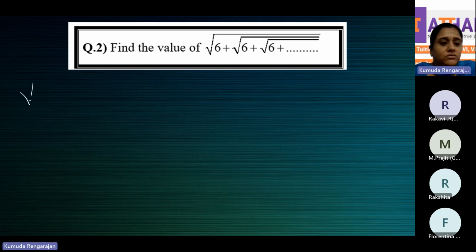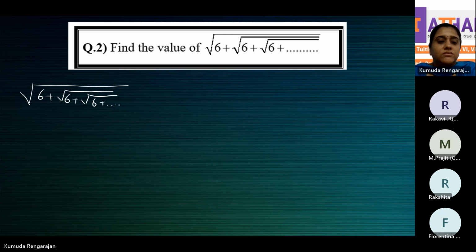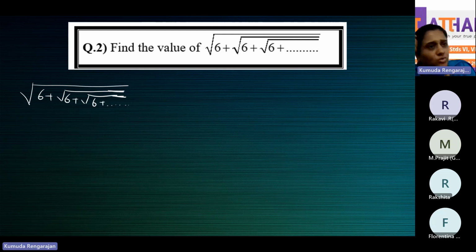Okay. So square root of 6 plus square root of 6 goes on like this to infinity. So we are able to find the sum. We are able to find the value of this expression because at a point the value will become so small that it will tend to 0. That's why you're able to find the sum.